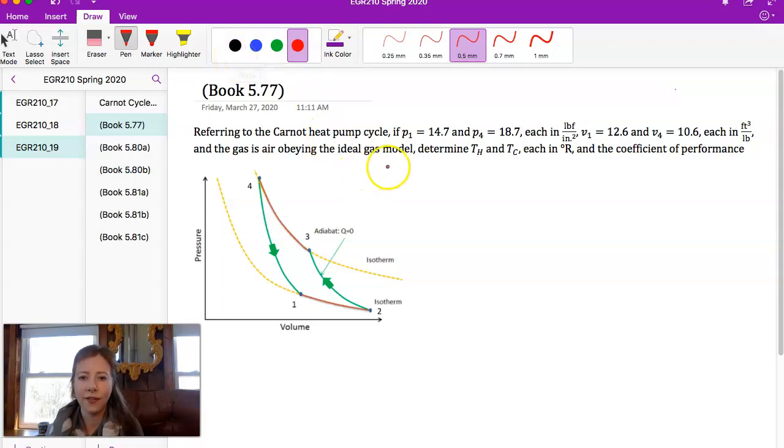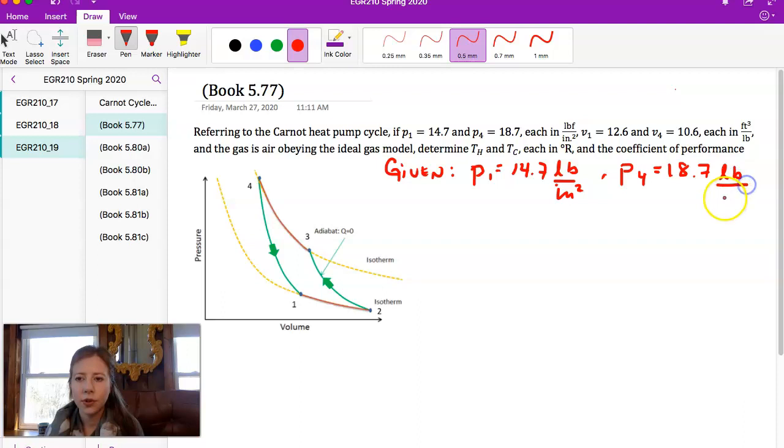So let's just start by rewriting down and summarizing what is given. So given, we know P1 is 14.7 pounds per square inch. We know that P4 is going to be equal to 18.7 pounds per square inch. So V1 is going to be 12.6 cubic feet per pound. And V4 is 10.6 feet cubed per pound.